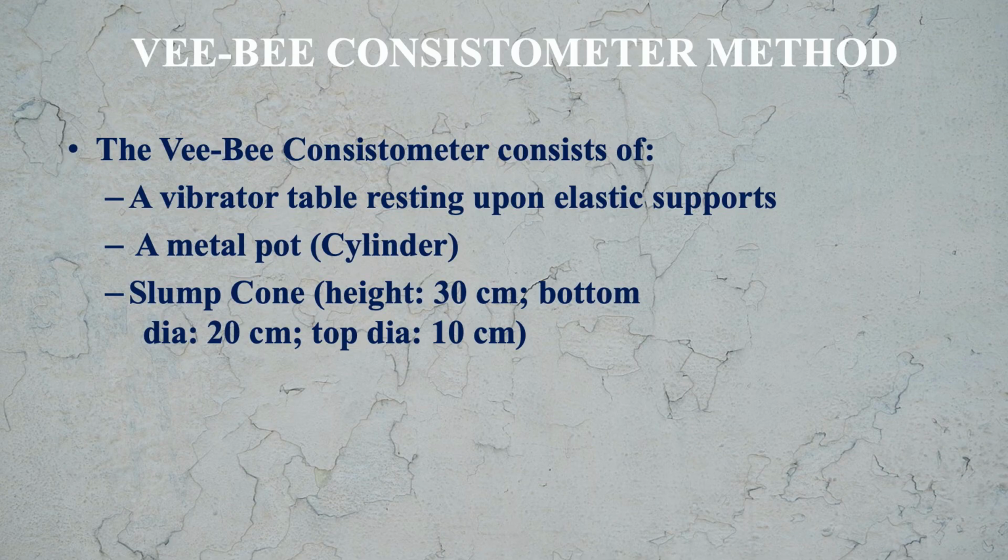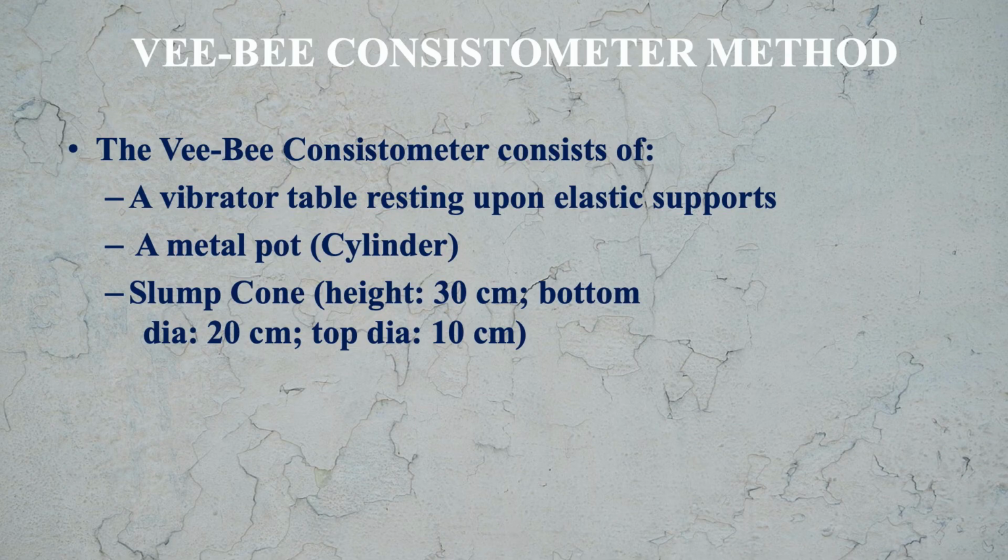The VB consistometer consists of a vibrated table resting upon elastic supports. Means there is a table which is resting on the elastic supports. There is a metallic pot which is in the shape of a cylinder, and we use here also the slump cone that we used in the slump test.